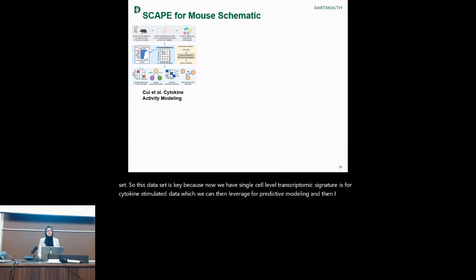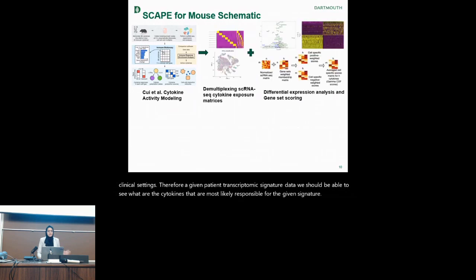And then I think it's also important because we can consider taking these models and administering them in clinical settings where for a given patient transcriptomic signature data, we should be able to see what are the cytokines that are most likely responsible for the given signature. So we first essentially demultiplex the data because there are about 45 different data sets and multiple cytokines for each data set. So we demultiplexed it, pooled it together.